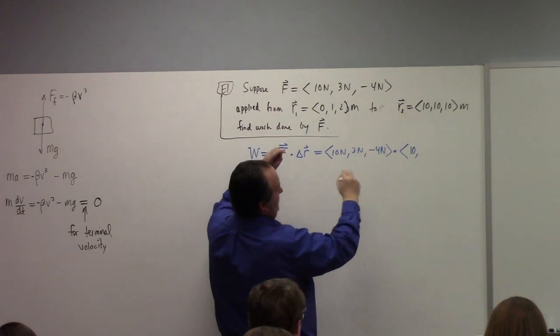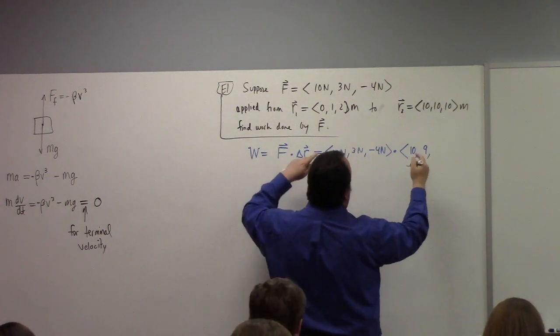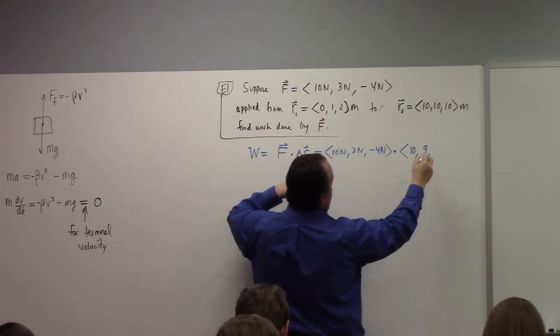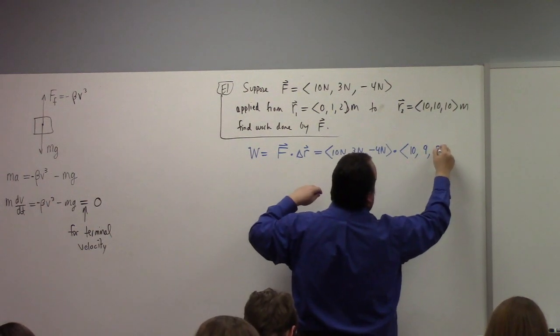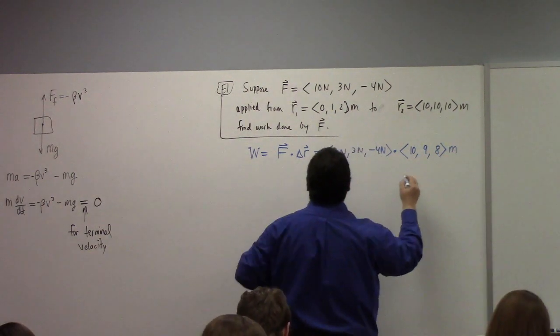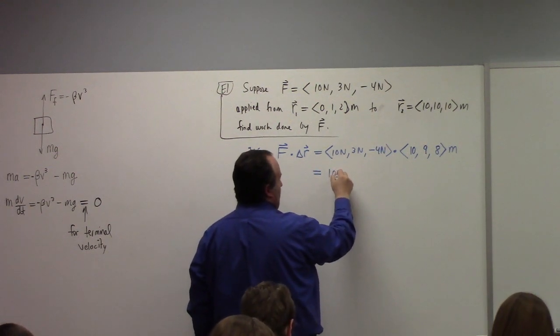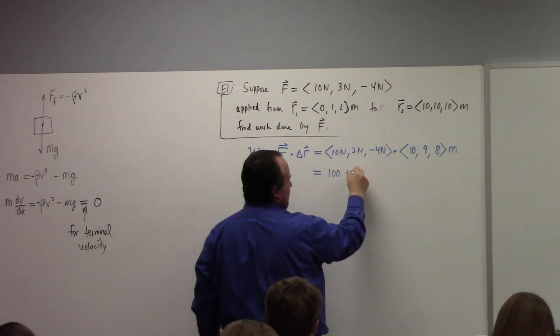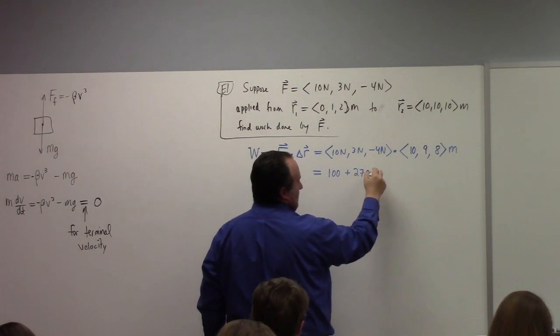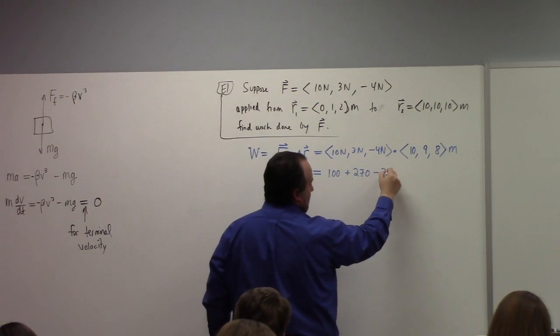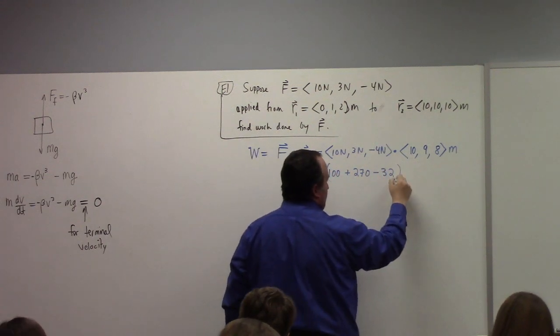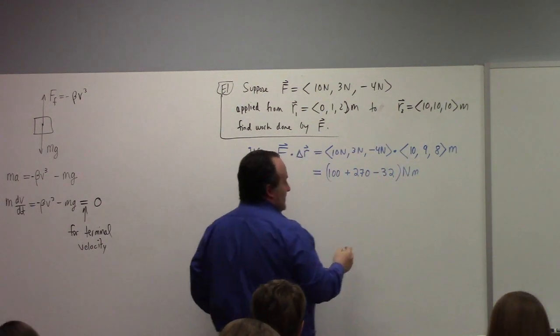Let's see here, 10 minus 1 is 9. 10 minus 2 is 8. All in meters, right? And so if I work that out, I've got myself 100 plus 270 minus 32. All of these guys have units of Newton meters.